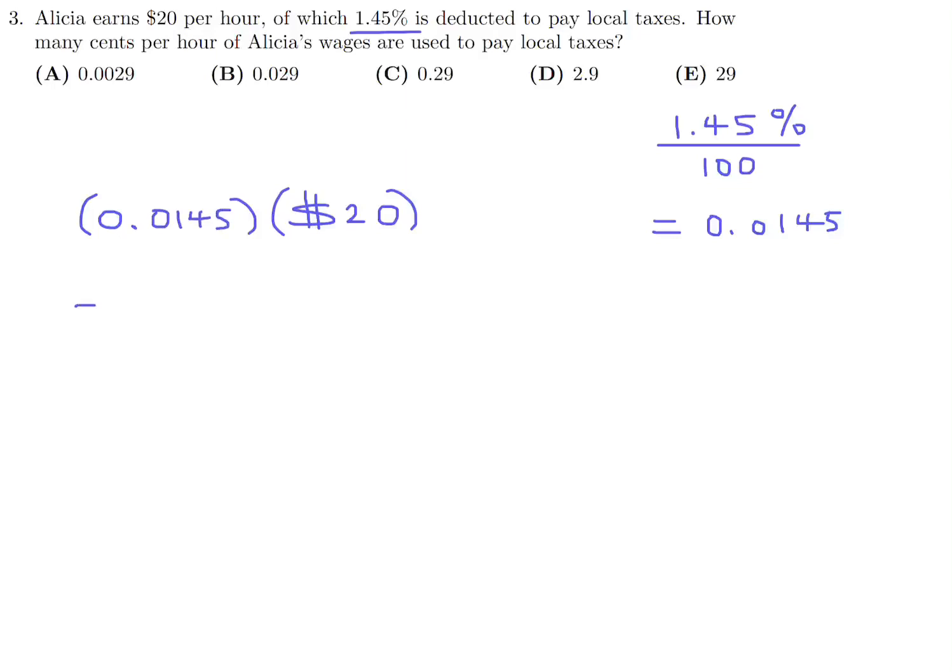0.0145, and this will give you the actual amount. And that looks like 0.29. And $0.29 is the equivalent of 29 cents. And let's see, the answer choices, how many cents? Okay, so they do indeed have it in cents. And we have 29 cents. So number 3, the answer is E.